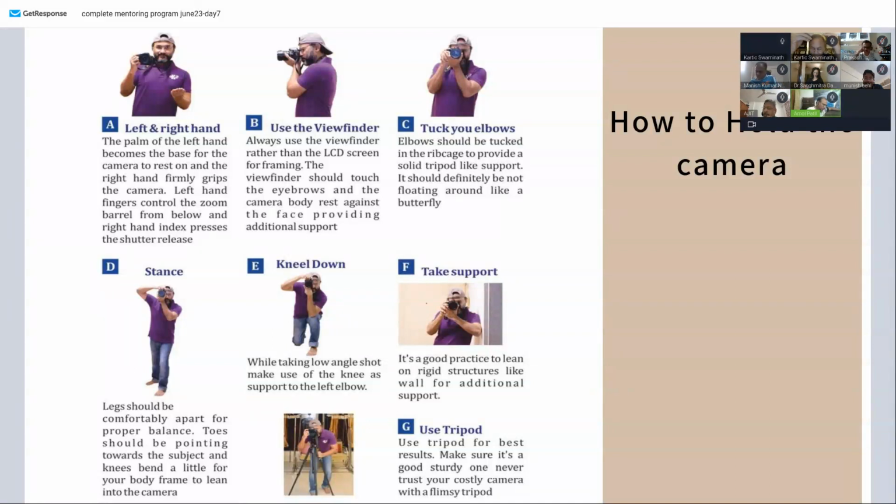So, why important? Because if you are not holding your camera properly, you will not get the frame right. There will be slanting horizons, there will be camera shake, there will be motion blur and things like that, which will mar your image. So let's try and see how to hold your camera.